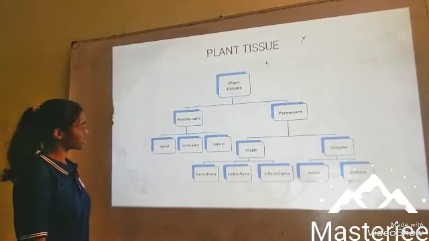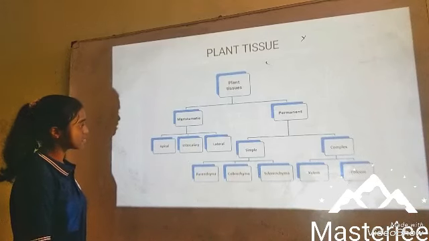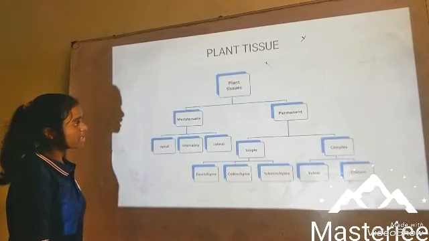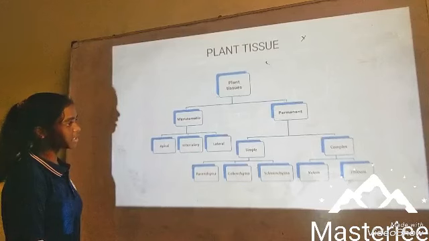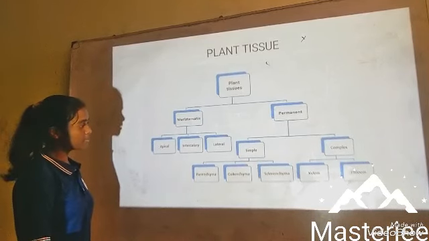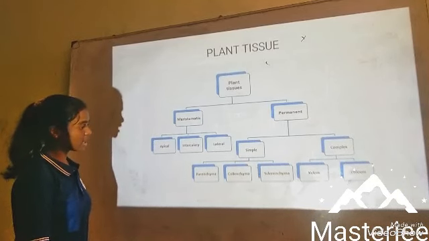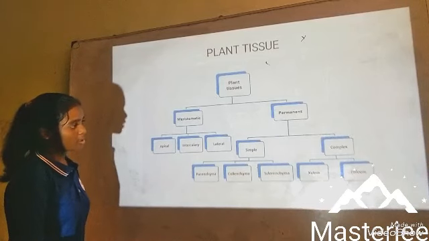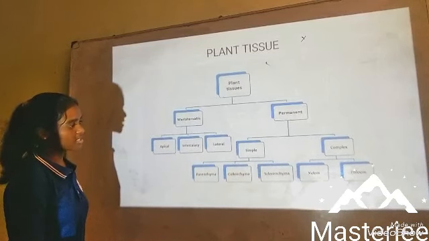Meristematic tissue is further classified into apical meristem, intercalary meristem and lateral meristem. Permanent tissues are classified into simple permanent tissue and complex permanent tissue. Simple permanent tissues are classified into parenchyma, collenchyma and sclerenchyma. Complex permanent tissues are further classified as xylem and phloem.